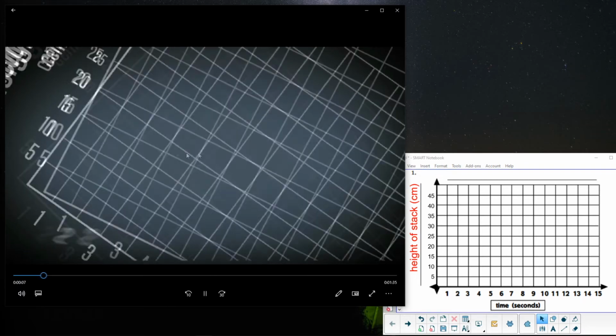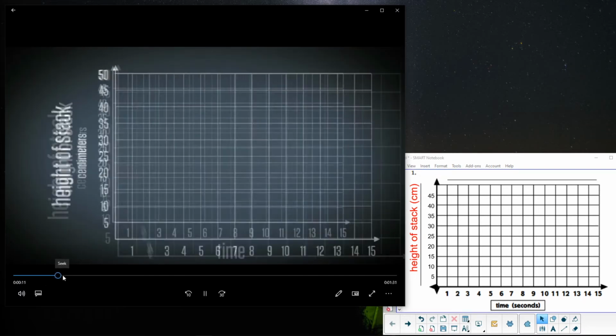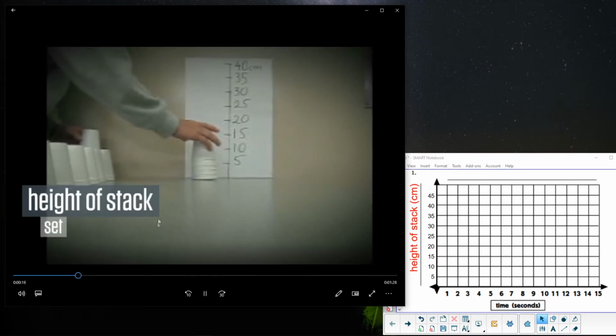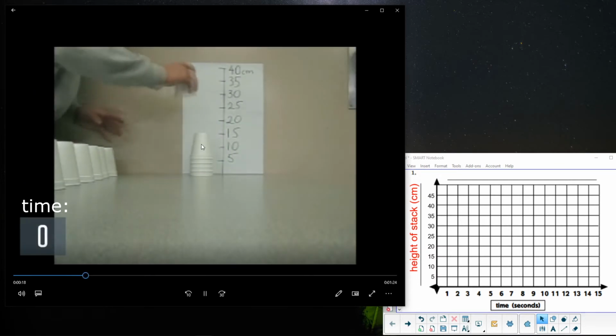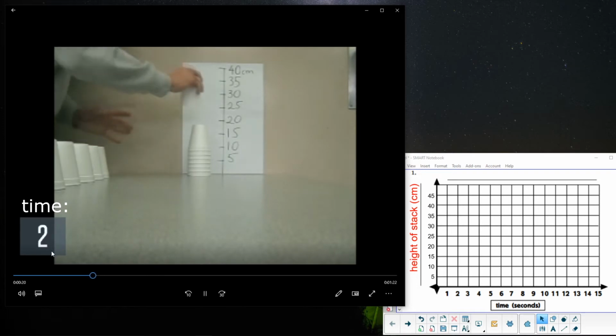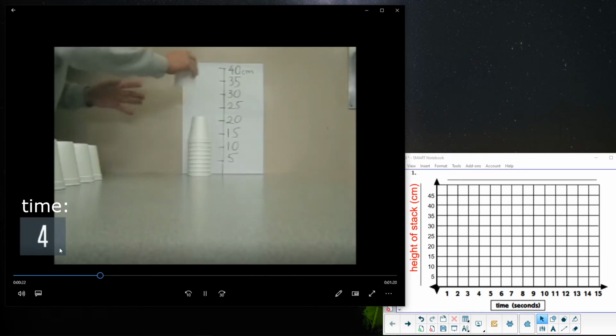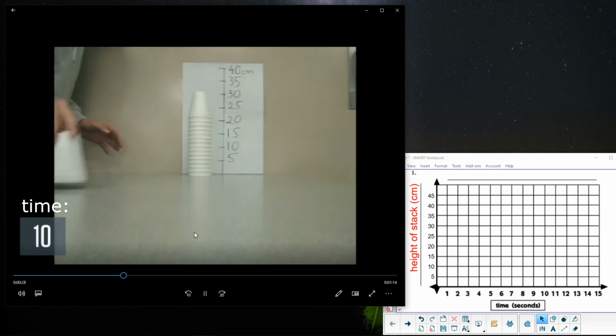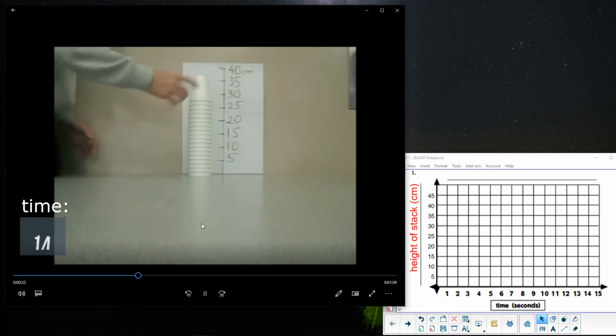So again, they show you height of stack in centimeters. All right, here we go. So our time is going to start right there. 6, 7, 8, 9, 10, 11, 12, 13, 14, 15.